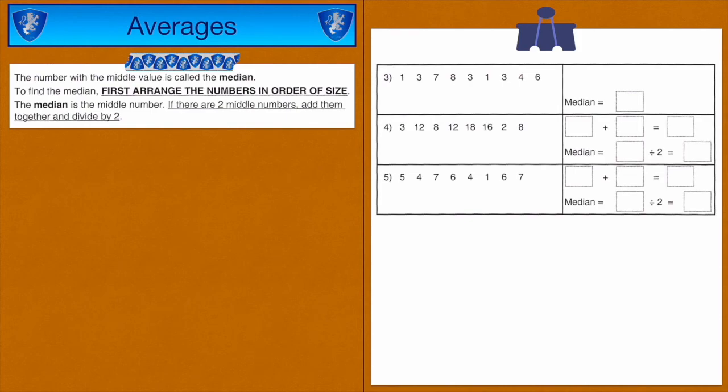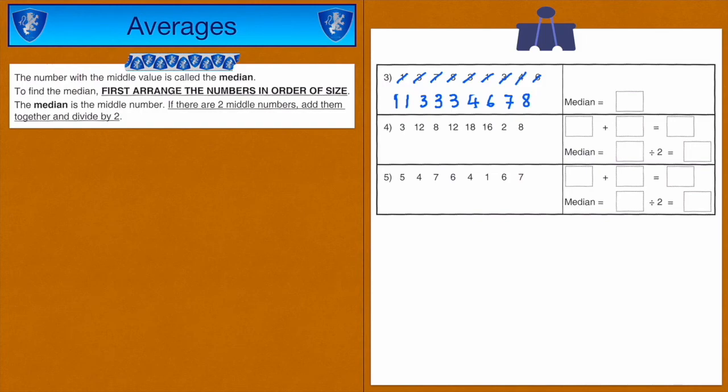Now, a good way to do it is to cross them out as you go, and then you don't miss things out. So if we look here, we've got two ones. There's a 1 there and a 1 there. So we're going to write 1, 1. Then we've got 1, 2, 3 3s. We've got a 4, a 6, a 7, and an 8.